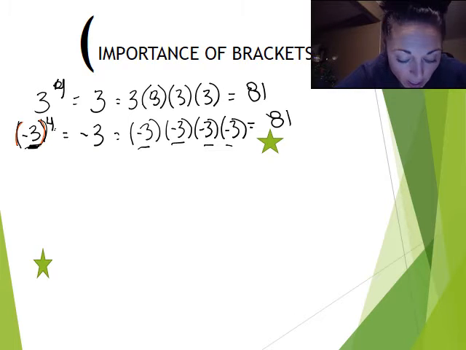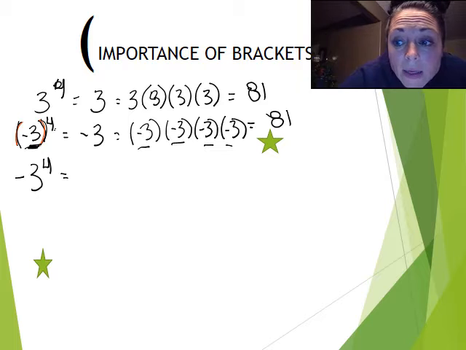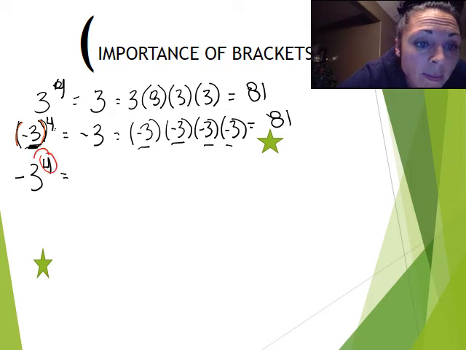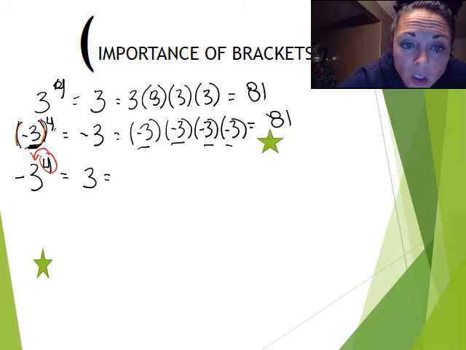81. All right, but if I go negative 3 to the power of 4, and there's no brackets, this exponent applies to the number right in front of it. So it says my base is just a 3. That 3 directly in front of it belongs to the exponent. So that means we can't forget about this negative sign.